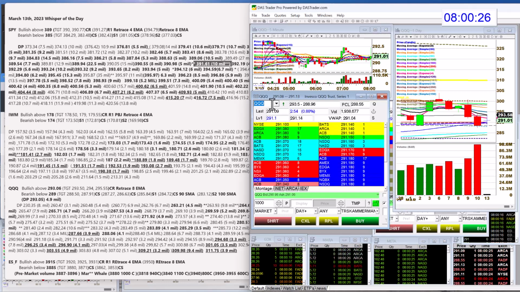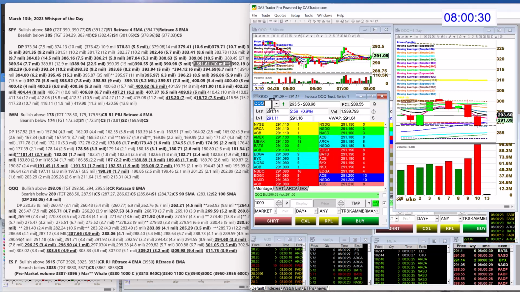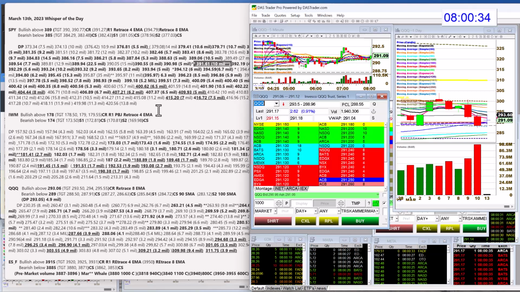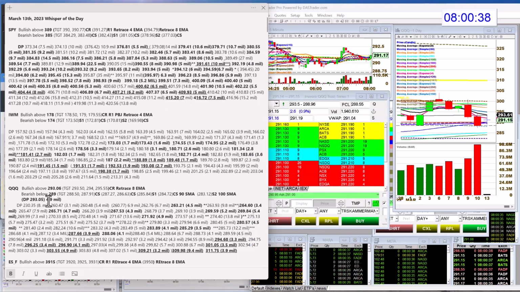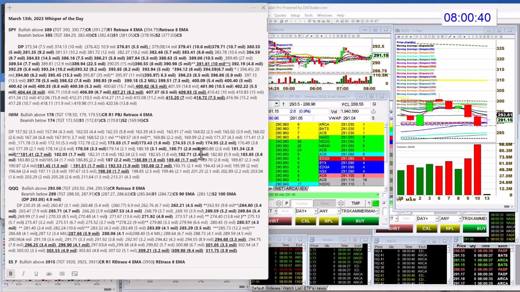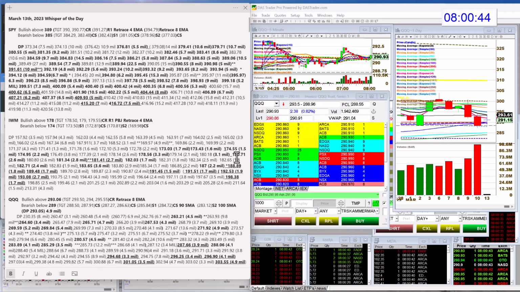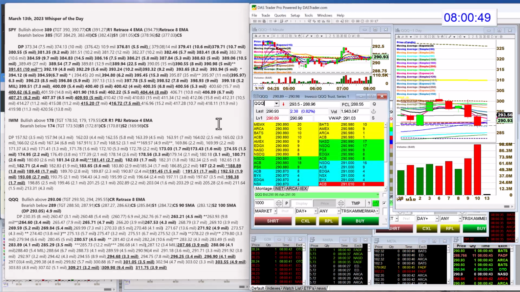We're going to be bullish above 293.06. And the reason I went 06 is, remember, we had that 4.9 million print not too long ago at 239.04. So yeah, we're going to be bullish above there. And we're going to be bearish below 289 for the QQQ.